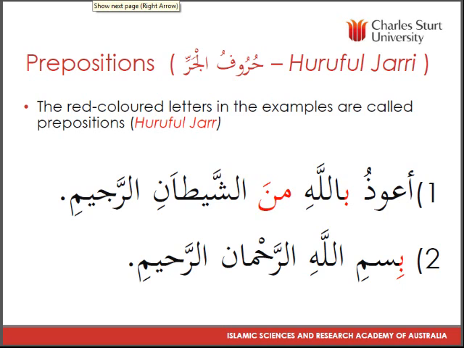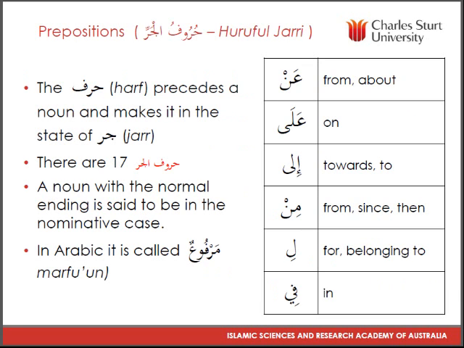Prepositions. Last week we talked about prepositions. What were they? Min, ala, bi, fi, ila. So these are prepositions. What does it mean? The red colored letters in the examples are called prepositions, huruf al-jar in Arabic. So look, bi is in a red color, min is in a red color, bi again in a red color. So these are what? Huruful jar, prepositions. There are certain rules for prepositions.